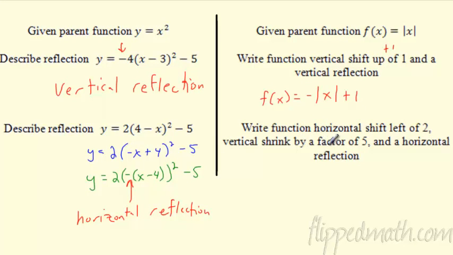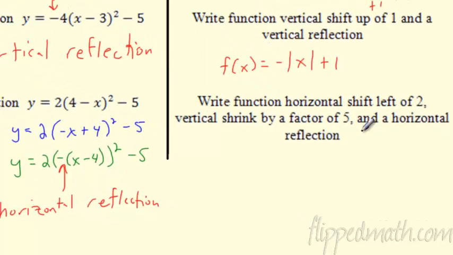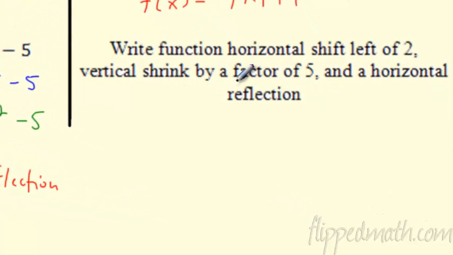I've got a lot going on. We've got this vertical shift that we'll take care of. We've got a vertical shrink. I'm sorry, a horizontal shift, vertical shrink, and a horizontal reflection. So there's a ton of stuff going on. Let's start to build this bad boy right here. This one's tricky. So we can start inside the absolute value here.